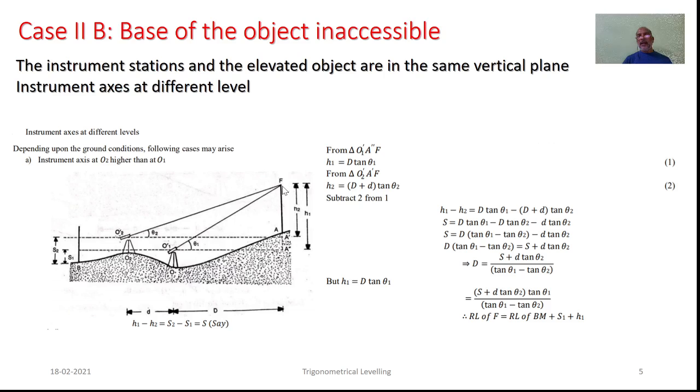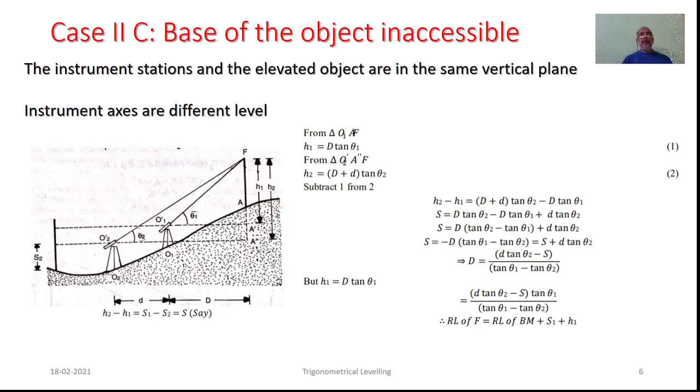In order to determine the RL of that particular top station, we can make use of, say, S1: RL of F is equal to RL of benchmark plus S1 plus H1. In a similar manner, we can also make use of this particular S2 in order to determine this RL of F. Obviously, the value should be one and the same.